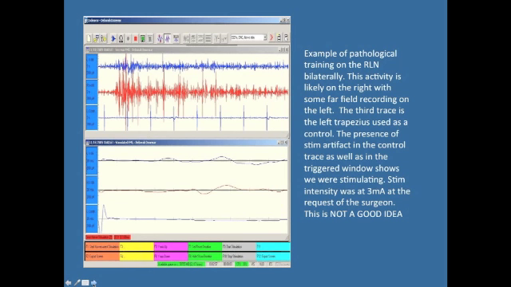Here's an example of pathological training on the RLN. You see it bilaterally. Right. Probably this is happening on the right, and we're getting far field recording on the left. Right. Now, here we were stimulating directly at 3 milliamps due to a surgeon request. This is not recommended, but you can see a nice stim artifact. It's really nice on our control. We have a control in the trapezius here just to show a stim artifact with no response when we stimulate.